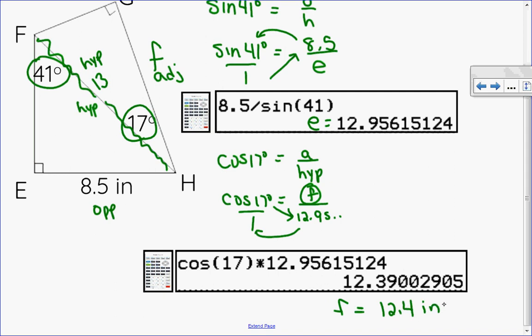are inches. So hopefully that video helped explain how to use multiple triangles to solve for a missing side.